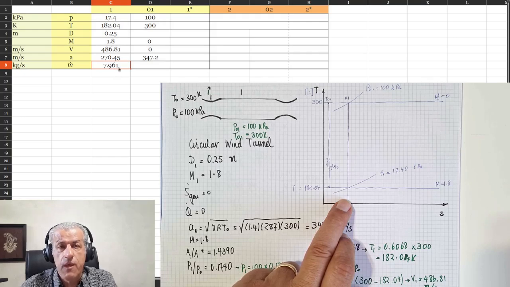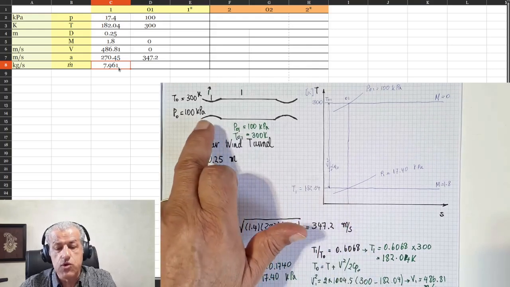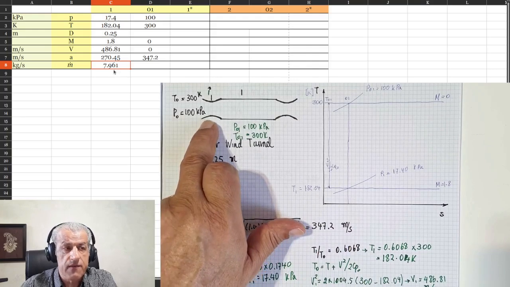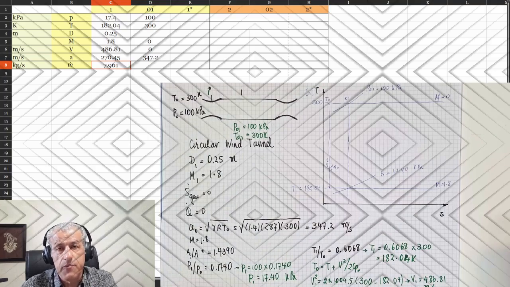The mass flow rate, we just calculated, and it was 7.961. Our next step would be to move to the first throat, that means here, and see what the properties at the first throat are. And I shall continue this problem in my next video.